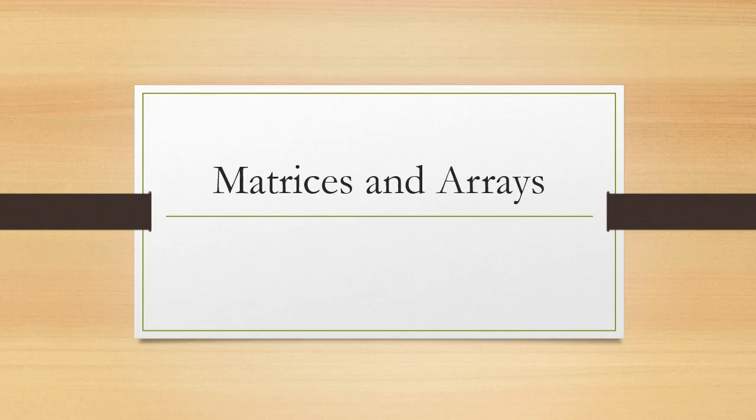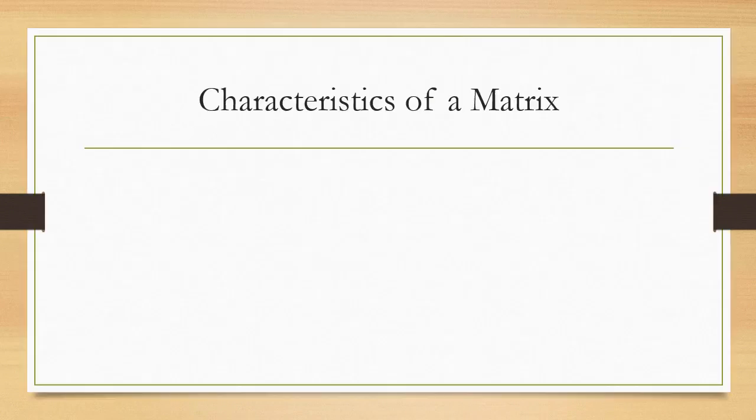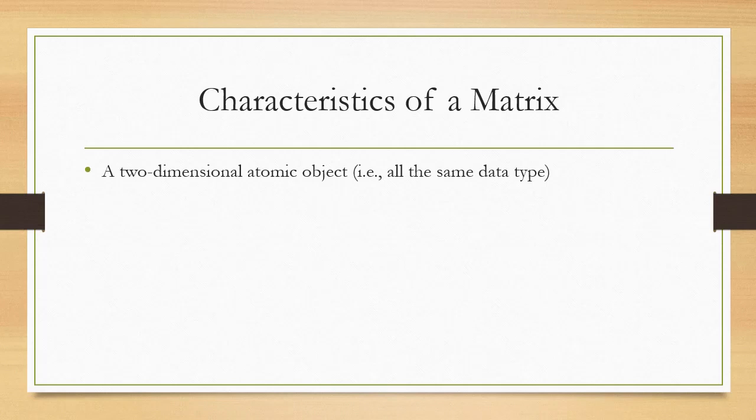Now let's turn our attention to another set of data structures, matrices and arrays. The characteristics of a matrix is that it's a two-dimensional atomic object, that is, all the same data type. You can think of a matrix, in fact, literally it is, a vector of vectors.